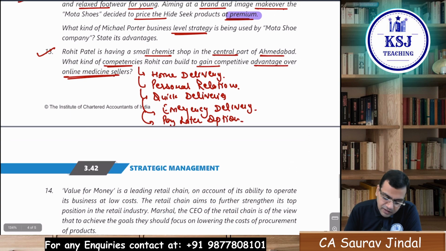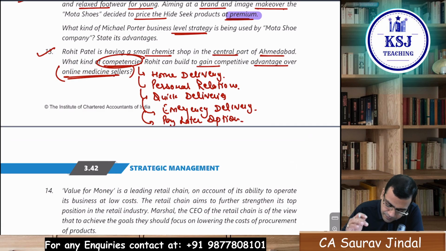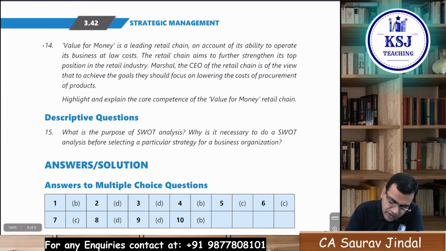So these are the few competencies, meaning something different that you are able to do from your competitor, some basic strength that you can develop that your competitor does not have. The competitor here is who? The competitor here is the online medicine sellers. So what different can this Rohit do to gain the competitive advantage from the online medicine sellers? So these are the few points that he can go for, right? Next one, the last one, 14th.